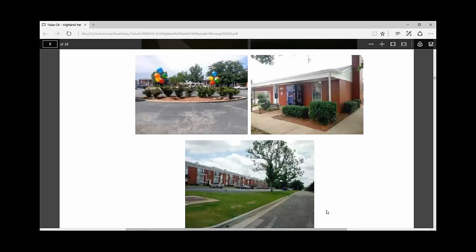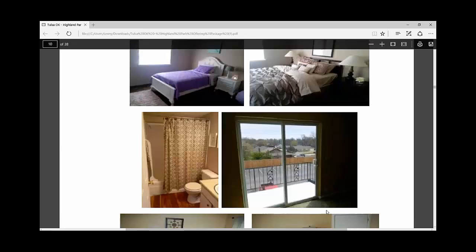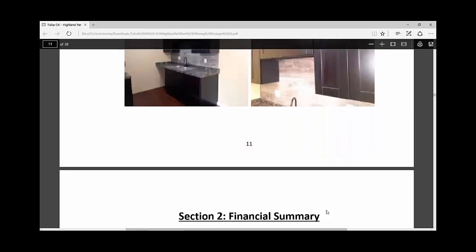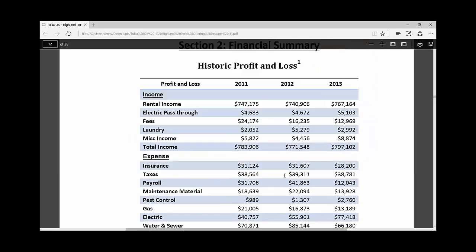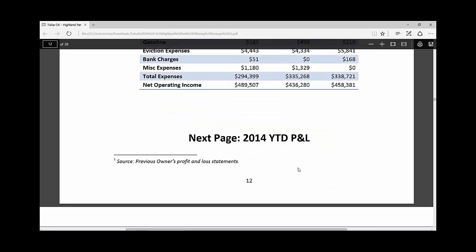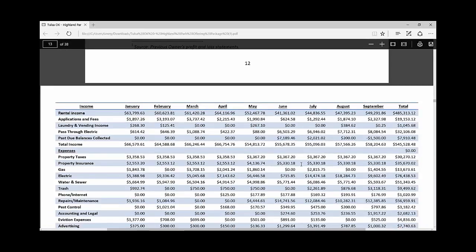Okay, pretty pictures. I'm going to scroll through them because I don't really care. They mean absolutely nothing to me. And so let's see here. Okay, so here we got the historicals, 2011, 12, and 13. And then you get next page, 2014 year-to-date P&L. All right, so here, this is important to me. Let me see if I can minimize this a little bit so you can get it all on one screen. There we go. That should do it.